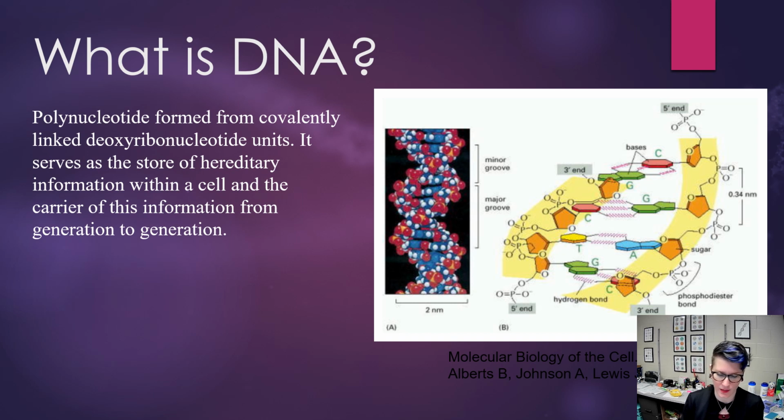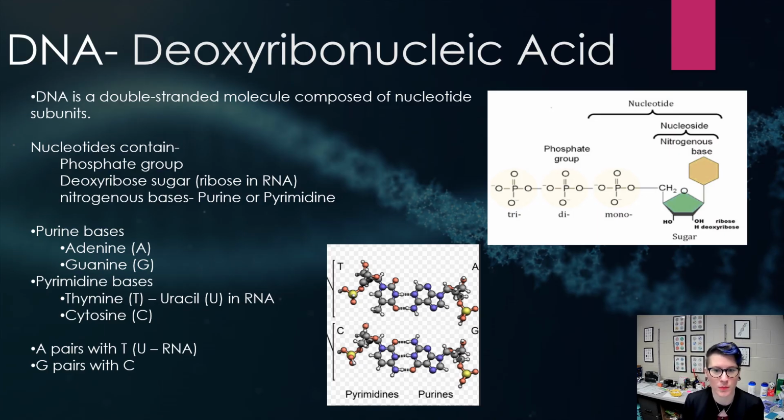What is DNA? It is a polynucleotide formed from covalently linked deoxyribonucleotide units. It serves as the store of hereditary information within the cell and the carrier of this information from generation to generation. DNA is a double-stranded molecule composed of nucleotide subunits.